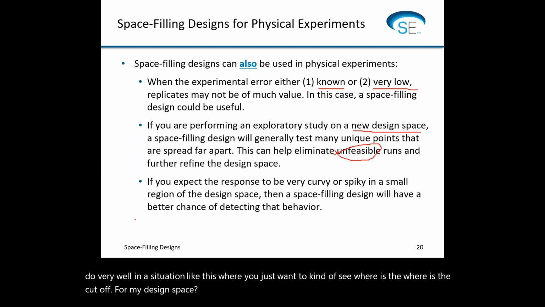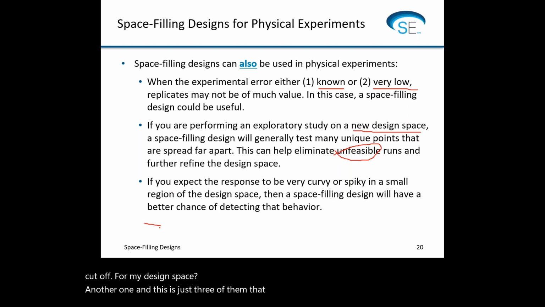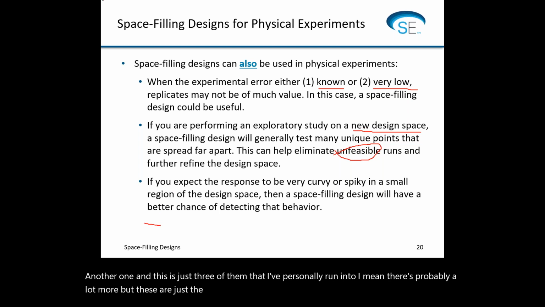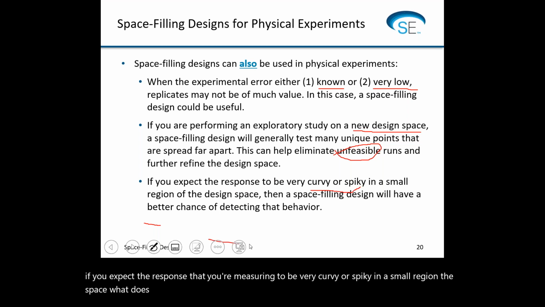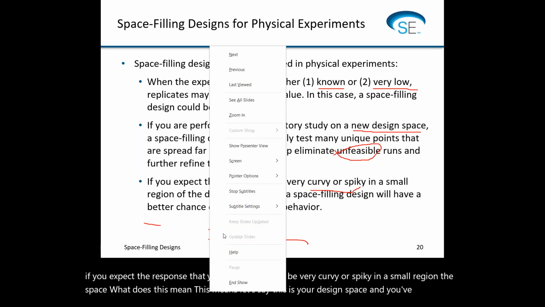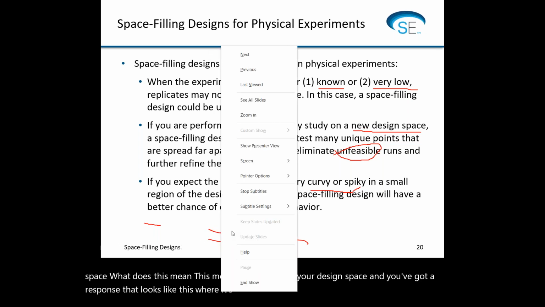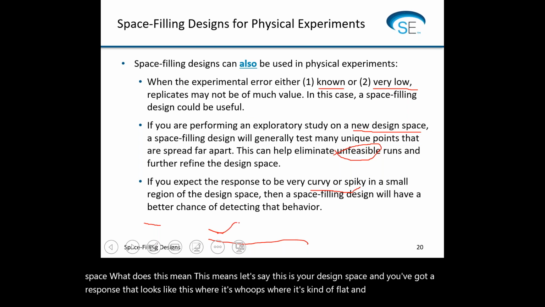Another one, and this is just 3 of them that I've personally run into. There are probably a lot more, but these are the ones I ran into doing consulting or working on actual data. It's if you expect the response that you're measuring to be very curvy or spiky in a small region of the space. What does this mean? Let's say this is your design space and you've got a response that looks like this, where it's kind of flat and curvy here, and then suddenly it spikes up in a very small region here.